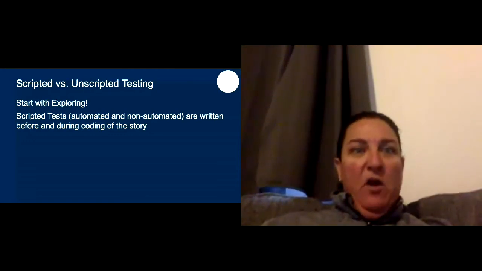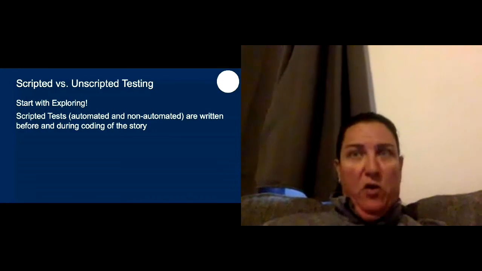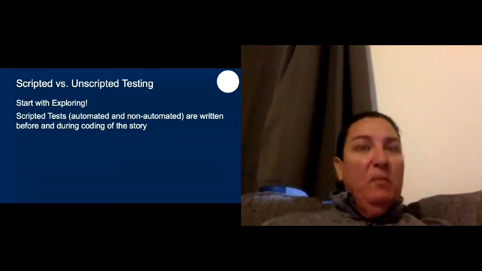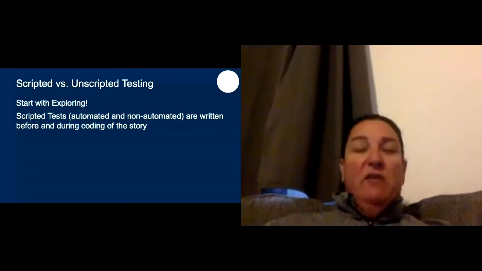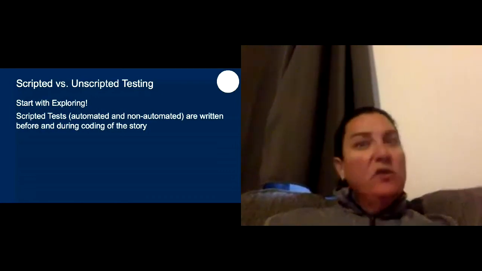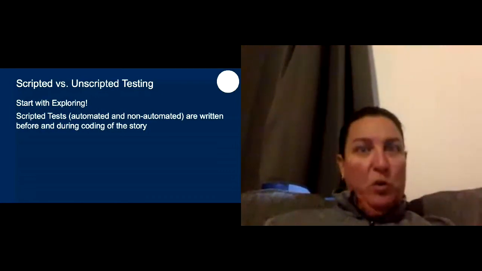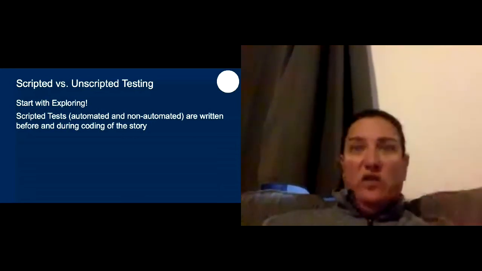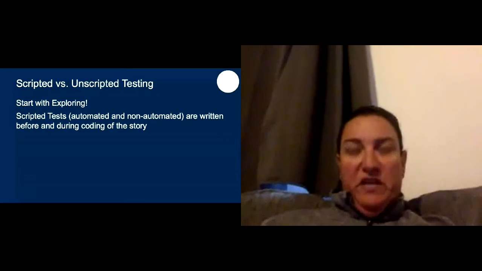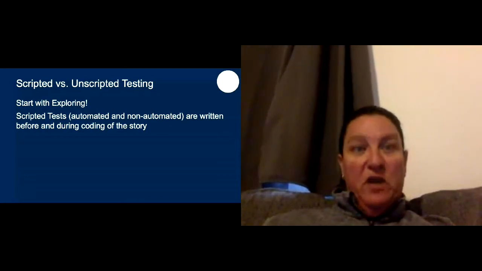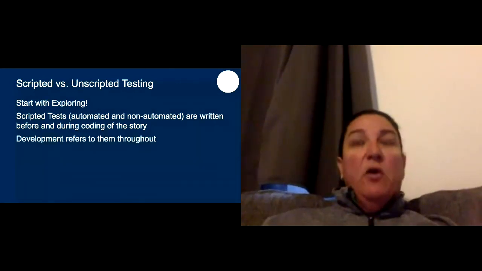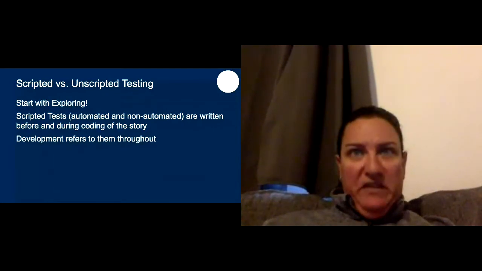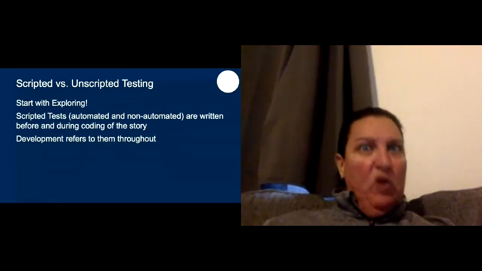But more importantly, we have written those tests either before the coding is started or during the coding of the story. And ideally, good developers are going to be looking at those tests while they're coding so that they can write the code to be able to pass those tests. So if you use that model and approach where those tests, or a good majority of them, are written before we actually get that story, we can start with exploring, because as you know, exploratory testing is going to find the most bugs. And in some cases, it's going to find the most important and critical bugs early on.